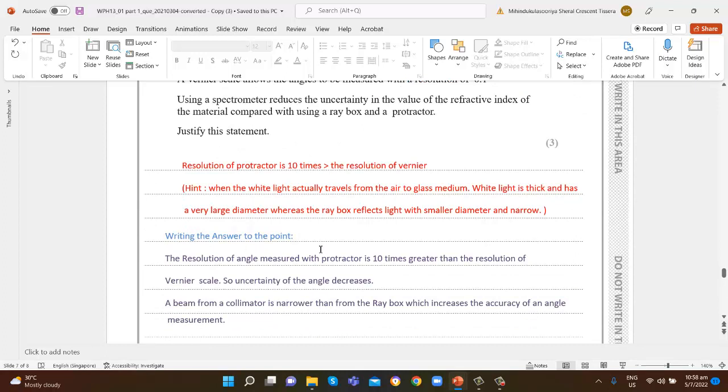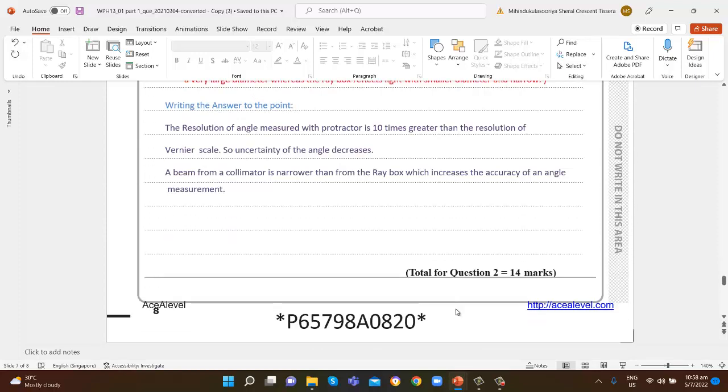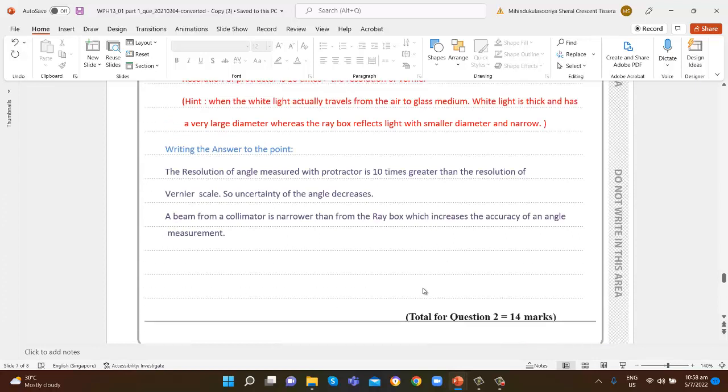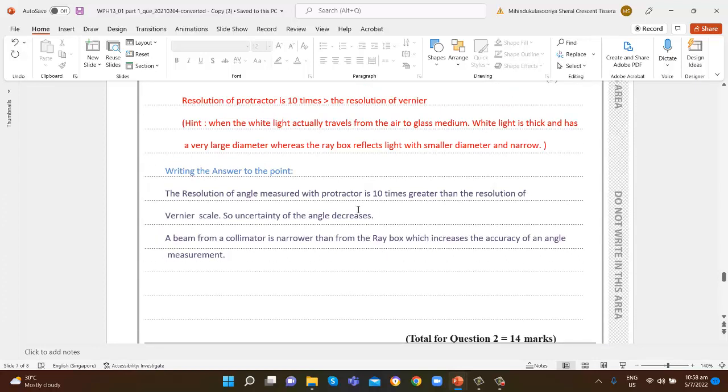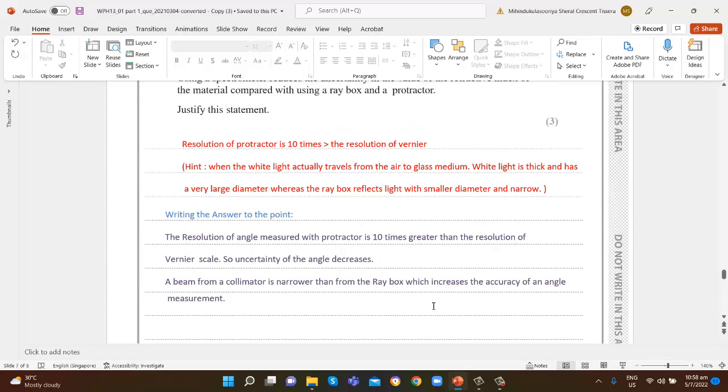Write the answer to the point. The resolution of the angle measured with the protractor is 10 times greater than the resolution of the vernier scale, so the uncertainty of the angle decreases. It's good. A beam from a collimator is narrower than from the ray box, which increases the accuracy of an angle measurement. Okay, so now you know everything. You know how to write, how to organize your answers, how to think about them, how many points to write, and how many minutes you are taking.